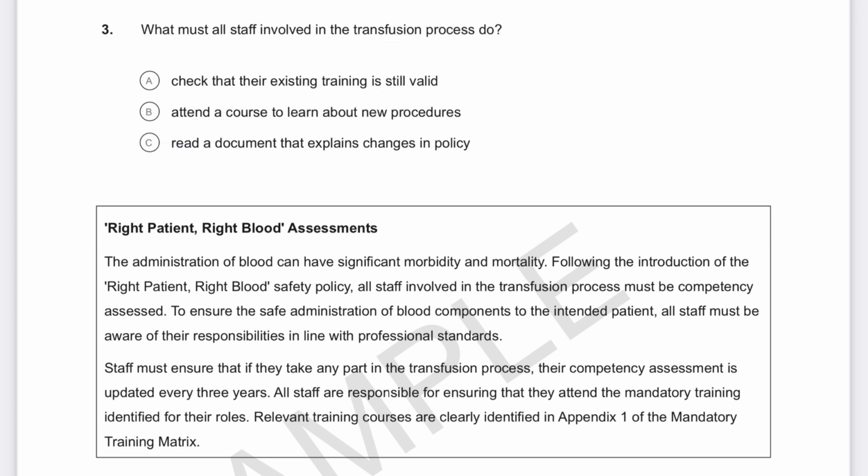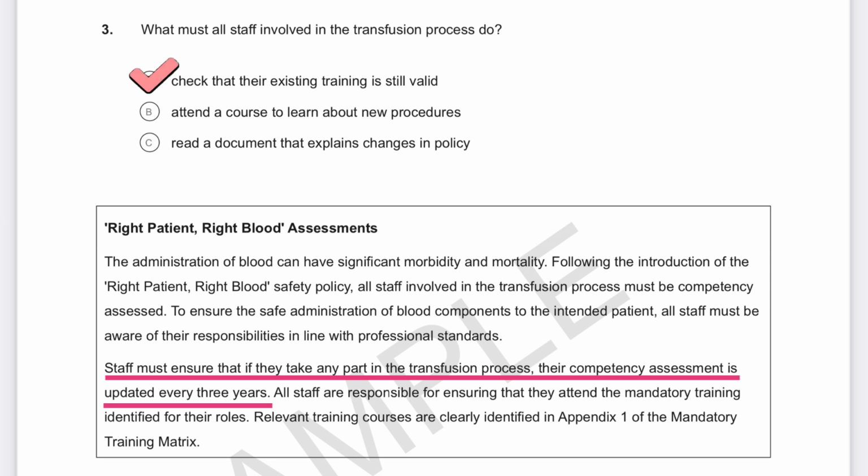Now let's go to the question. What must all staff involved in the transfusion process do? Letter A, check that their existing training is still valid. So as we can read here, staff must ensure that if they take any part in the transfusion process, their competency assessment is updated every 3 years, or in other words, still valid. So letter A is the correct answer.